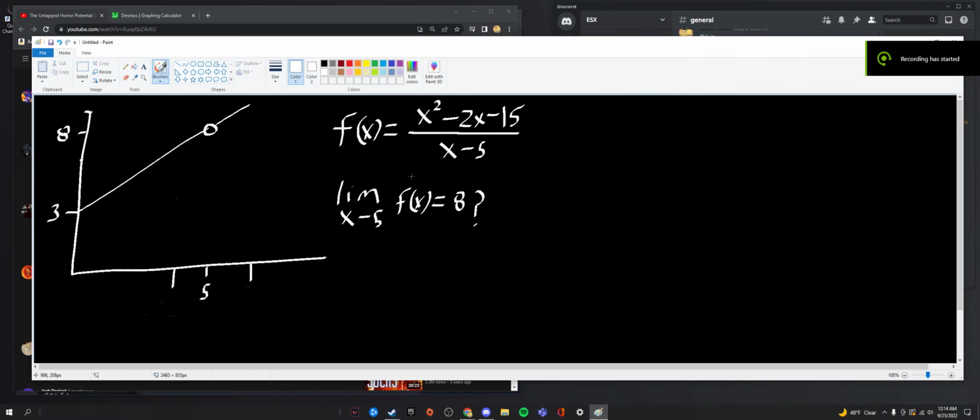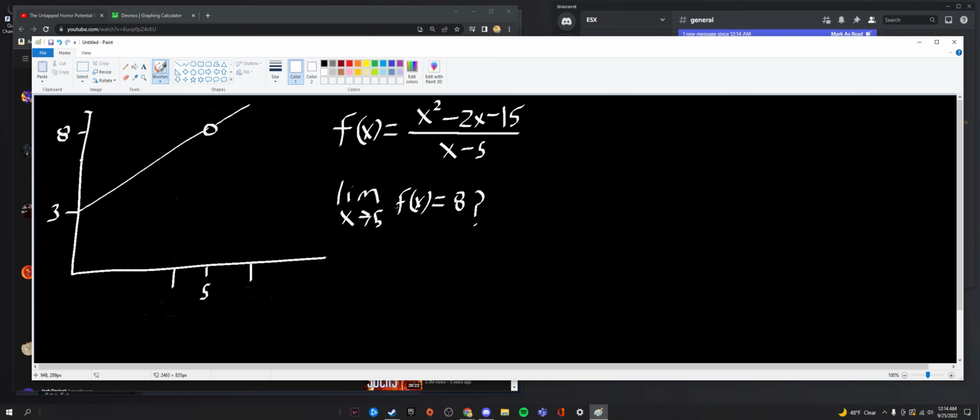Hey everyone, today we're going to be talking about the epsilon-delta limit definition. So let's do that. Here I have f of x, which is defined to be x squared minus 2x minus 15 over x minus 5. And obviously if we plug in 5, I forgot the arrow. Okay, now we're good.